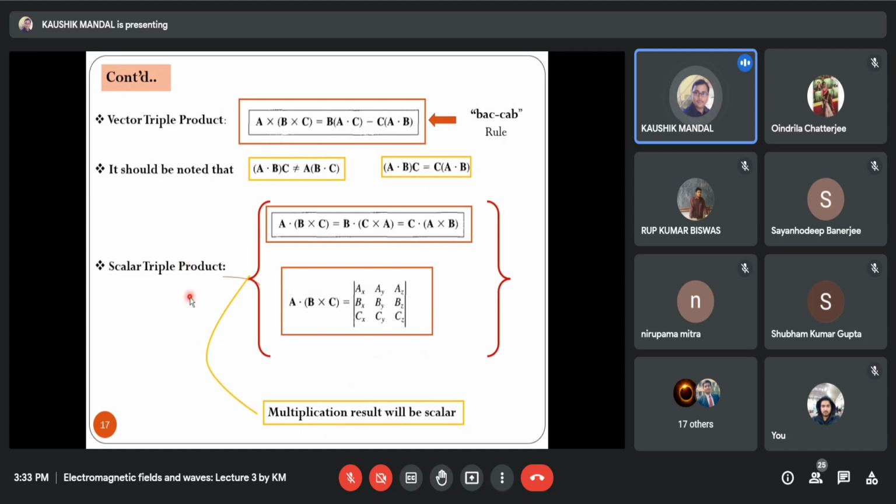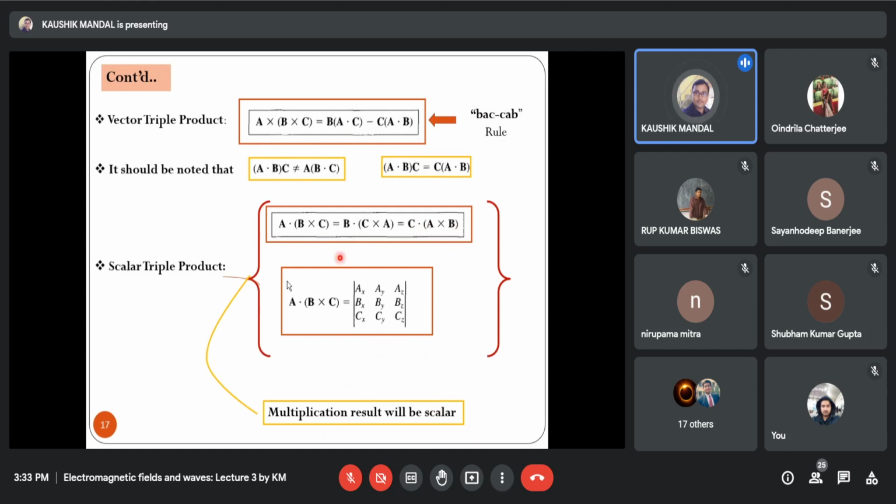Now, if you consider the scalar triple product, that is A dot of B cross C, that becomes B dot of C cross A. That is equal to, also, you can write C dot of A cross B. Now, this triple product is basically a scalar quantity.